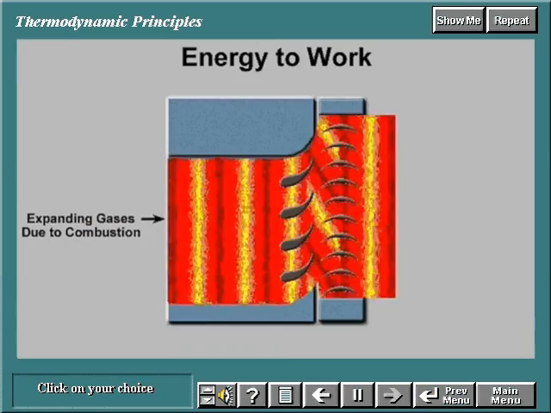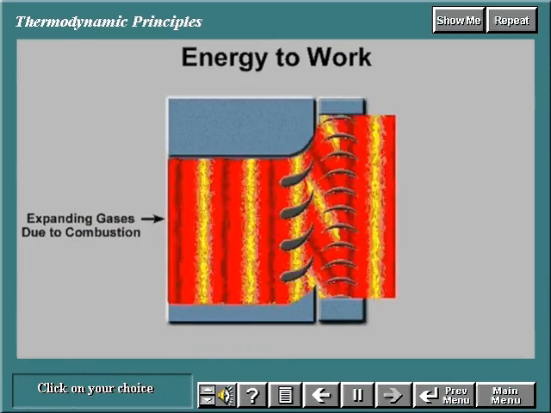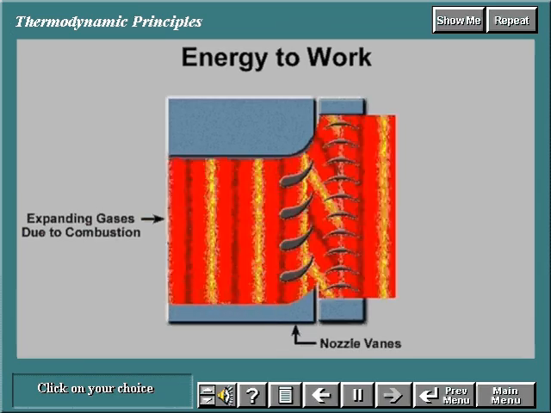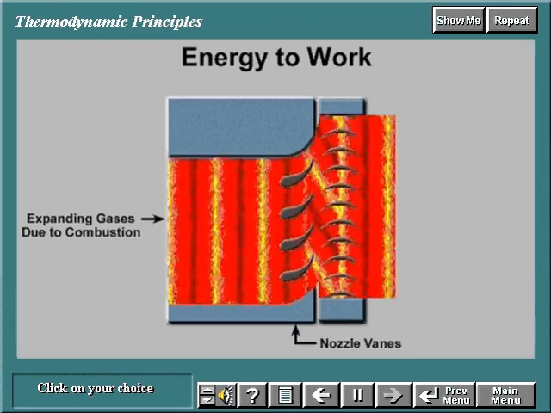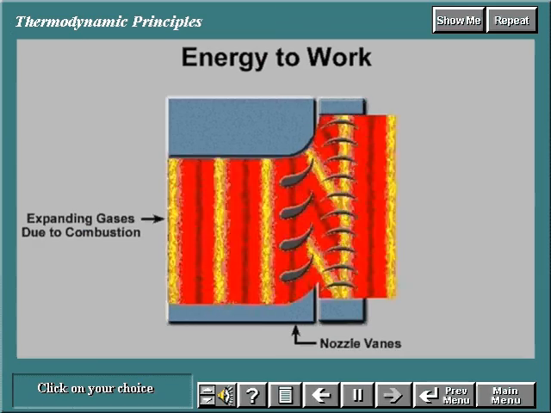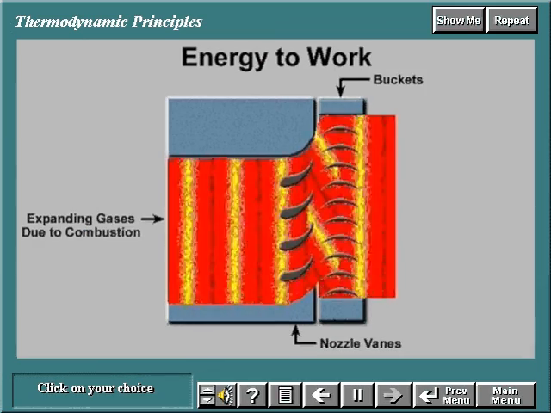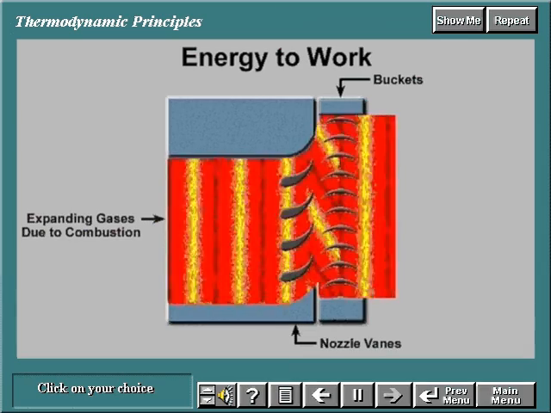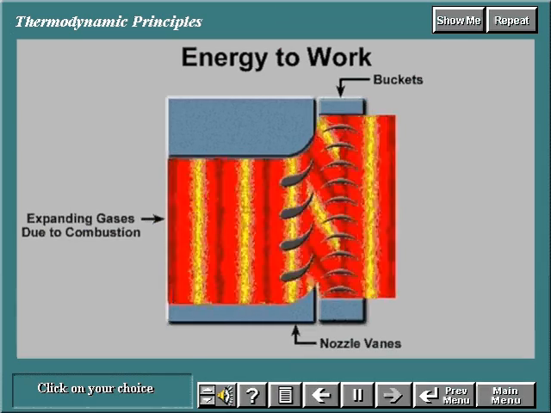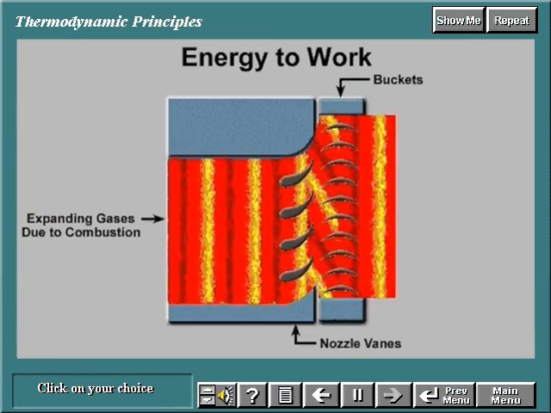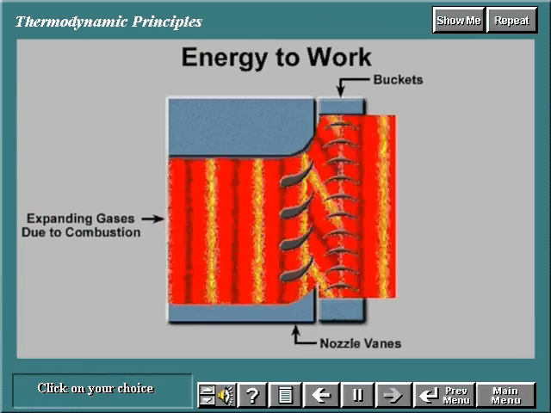The conversion of work in either turbine actually takes place in two steps. In the nozzle section, the hot gases are expanded and a portion of the thermal energy is converted into kinetic energy. In the subsequent bucket section, a portion of the kinetic energy is transferred to the rotating buckets and converted to work. To see an animation of the airflow through a two-shaft gas turbine, click on the Show Me button.